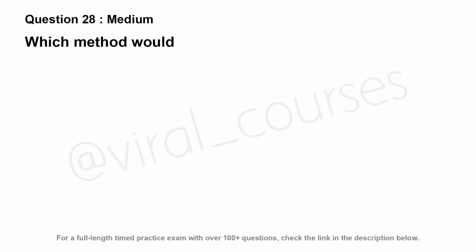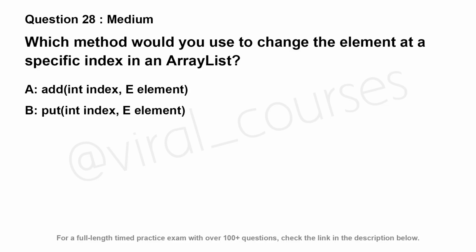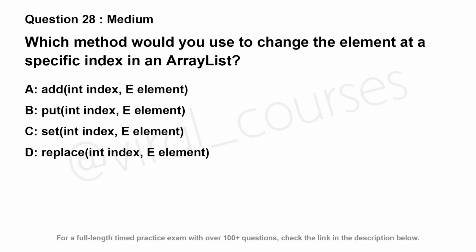Which method would you use to change the element at a specific index in an ArrayList? Option A. add(int index, E element). Option B. put(int index, E element). Option C. set(int index, E element). Option D. replace(int index, E element).